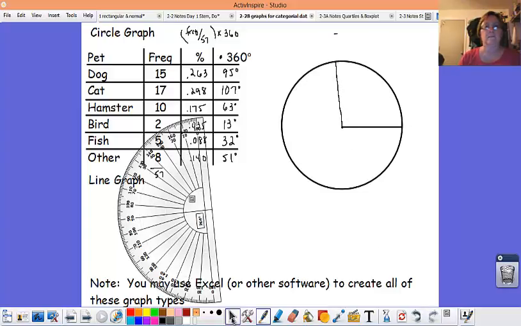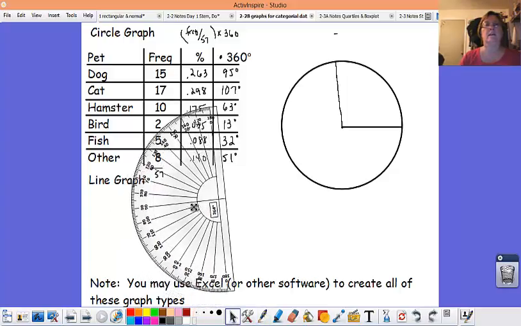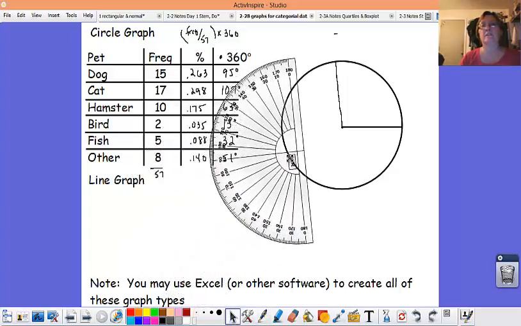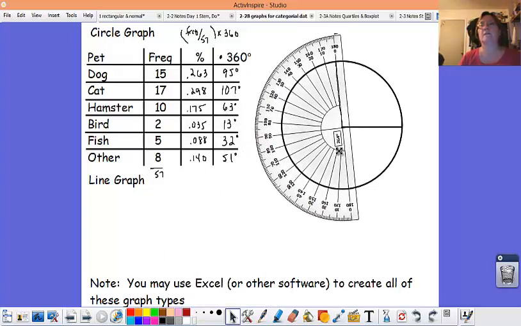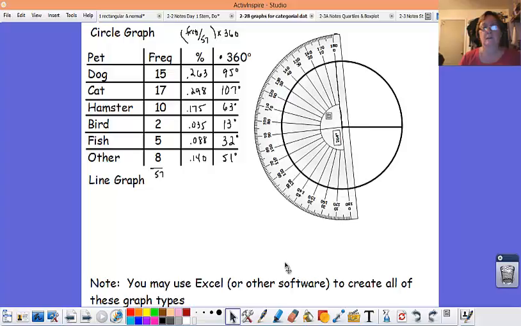The next piece of pie for me has to be 107 degrees. My baseline is now changed, and I want to make sure I'm on the crosshair, and I need 107 degrees from this baseline. So on the inside again, 107, right about in there.